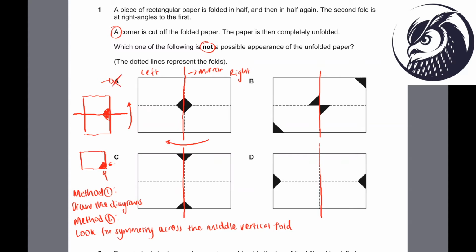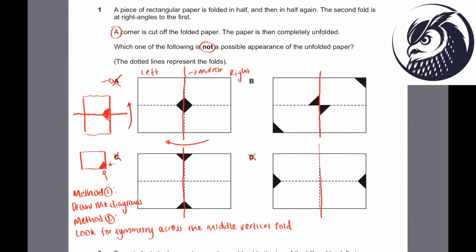You can see in option C, again, it is symmetrical across this vertical mirror, and so therefore that also cannot be our answer. And you can see in option D, again, it is symmetrical across that vertical mirror. The only answer option that does not have a symmetry across this vertical mirror is option B, and that is our answer.